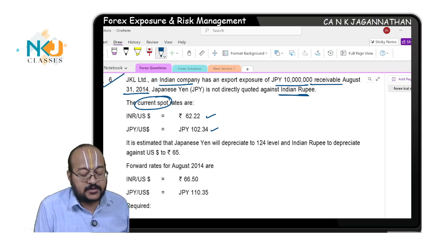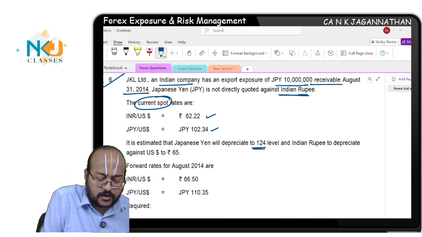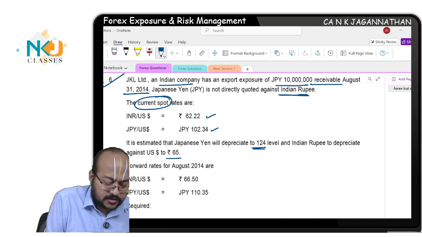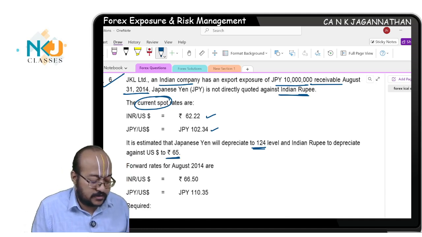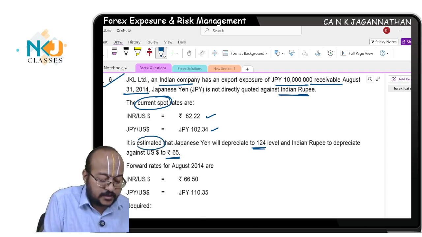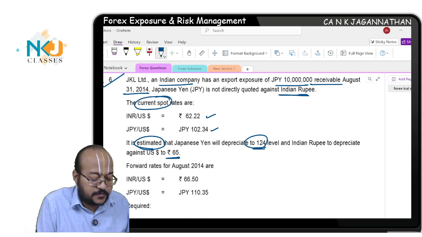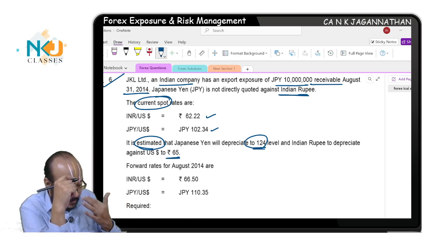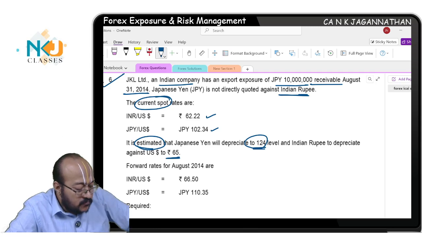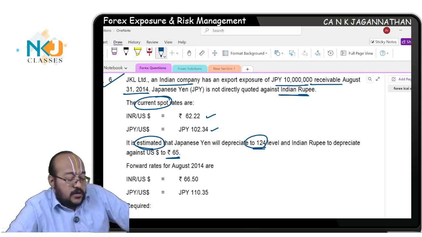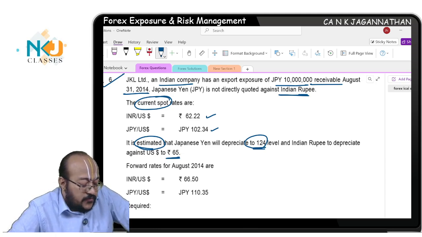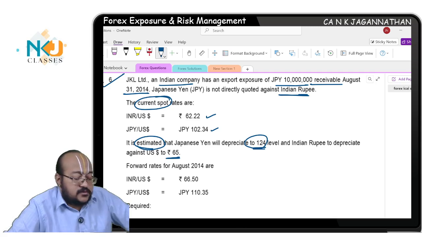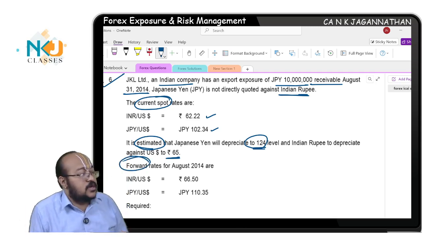Right, it is estimated that Japanese yen will depreciate to 124 level and Indian rupee will depreciate to 65 level against US dollar. Which means the quotation given for Japanese yen per US dollar, 102.34 now, is forecasted to depreciate to 124 on the date of maturity, and the US dollar is depreciating to 65, so $1 is equal to 65. Forward rates for August are given, which means today is 31st July, assume 1 month.